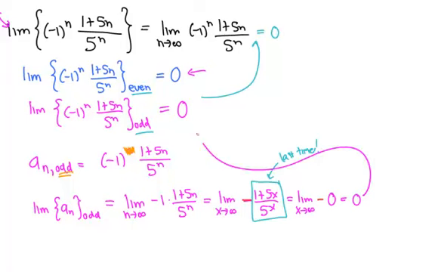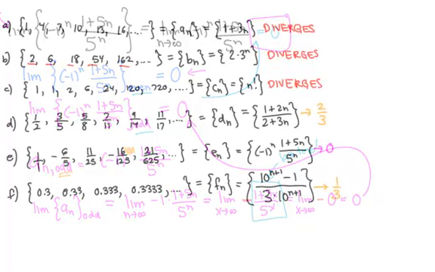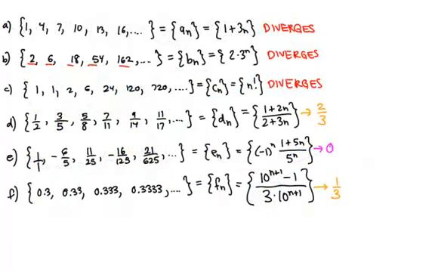And so, yep, the even terms converge to 0. The odd terms converge to 0. And so we've just shown that the limit of negative 1 to the n times 1 plus 5n over 5 to the n is in fact equal to 0. And so we've been able to do a complete analysis on this sequence. Let's try this idea one more time.